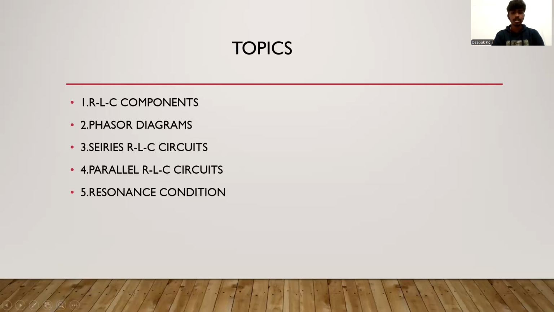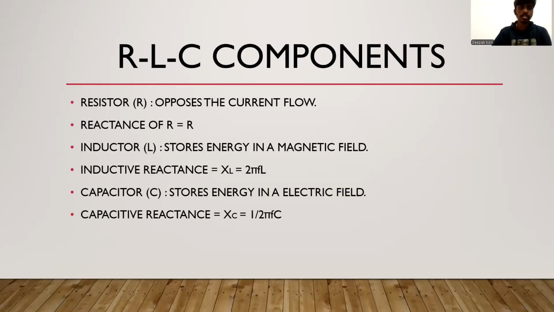Let's start our first subdivision, RLC components. We know the resistor opposes the current flow. Inductor stores energy in a magnetic field. Capacitor stores energy in an electric field. These are indicated as R for resistor, L for inductor, and C for capacitor. The inductive reactance is 2 pi FL, and the capacitive reactance is 1 by 2 pi FC, or else we can call 2 pi FL as omega L and 1 by omega C as the capacitive reactance.